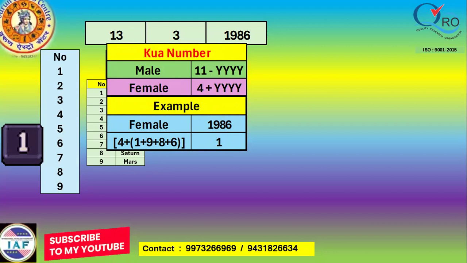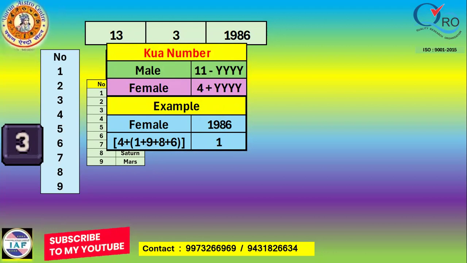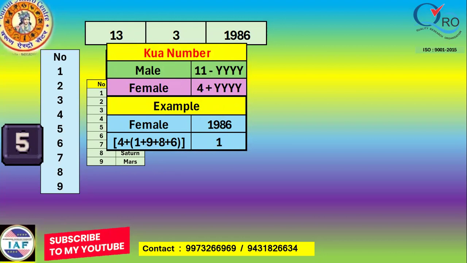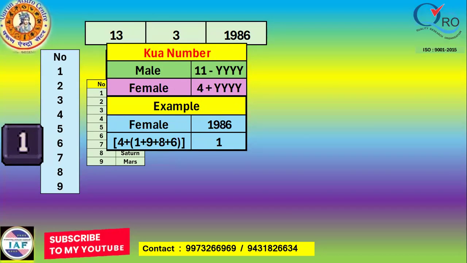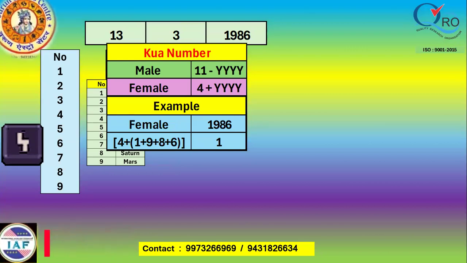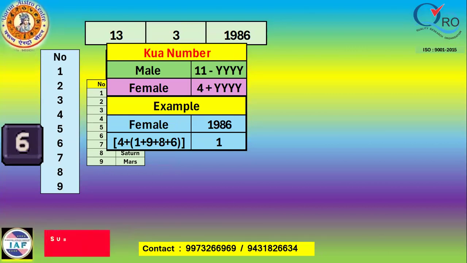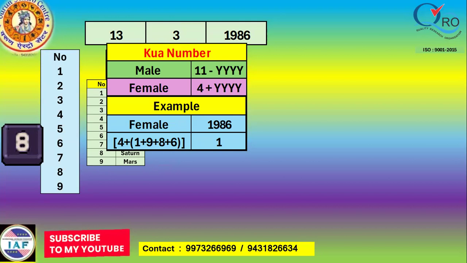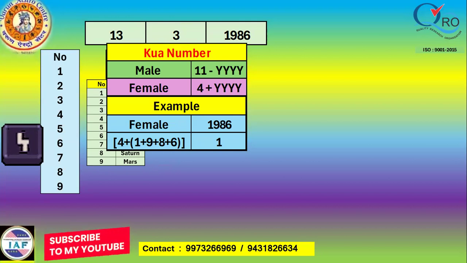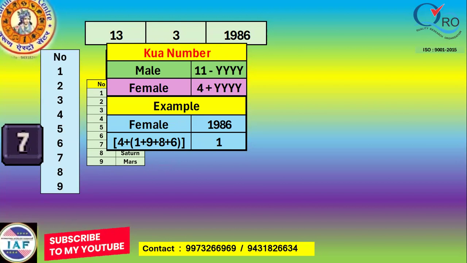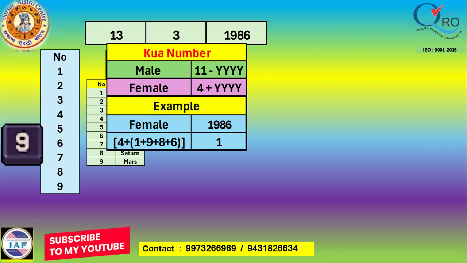This is the male chart I was showing. Now I am showing a female chart. When 1986 is added together, we get 24, out of which we get 6. For female, it is required to be added with 4. So we get 10, which is subsequently converted to a single digit, and the resultant effect is 1.